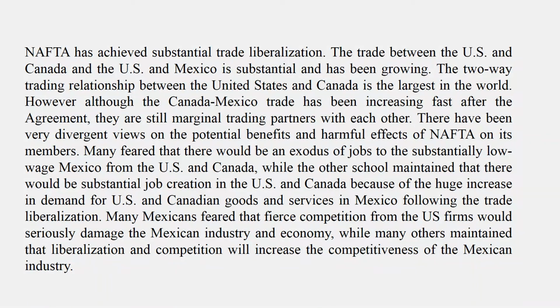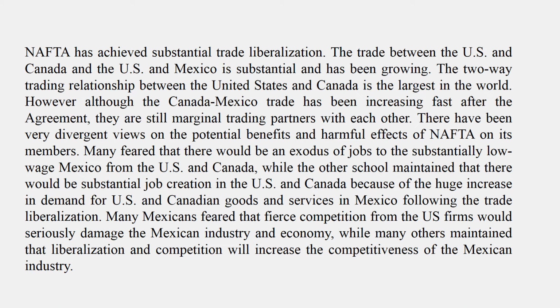NAFTA has achieved a substantial trade liberalization. The trade between the US and Canada and the US and Mexico is substantial and has been growing. The two-way trading relationship between the United States and Canada is the largest in the world. However, although Canada-Mexico trade has been increasing fast after the agreement, they are still marginal trading partners with each other. There have been very divergent views on the potential benefits and harmful effects of NAFTA on its members.